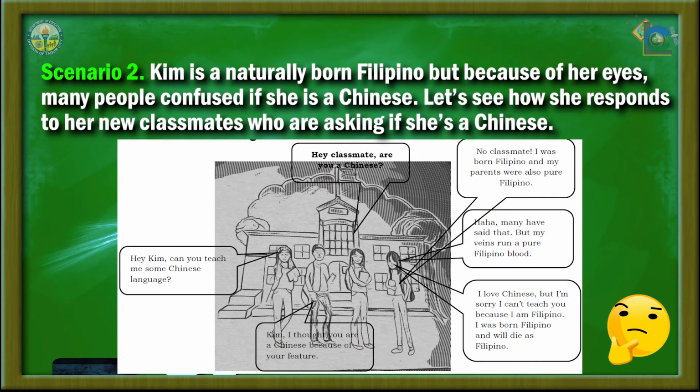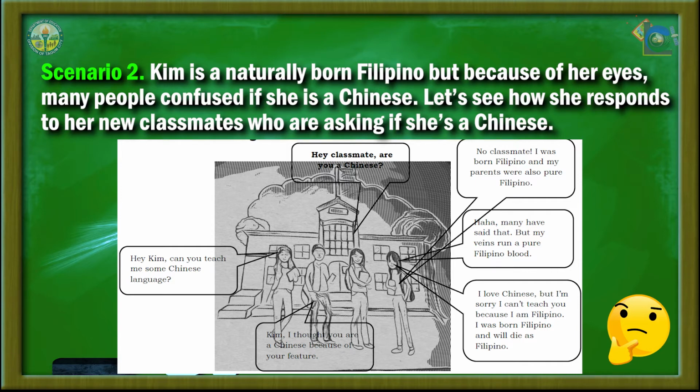Second scenario. Kim is a naturally born Filipino, but because of her eyes, many people confuse her for Chinese. Let's see how she responds to her new classmates who are asking if she's Chinese. In this case, nationality could also illustrate a function. We expect that a person has at least one nationality. Let's say Kim is the domain and the nationality is the range. Therefore, there is a one-to-one relationship.